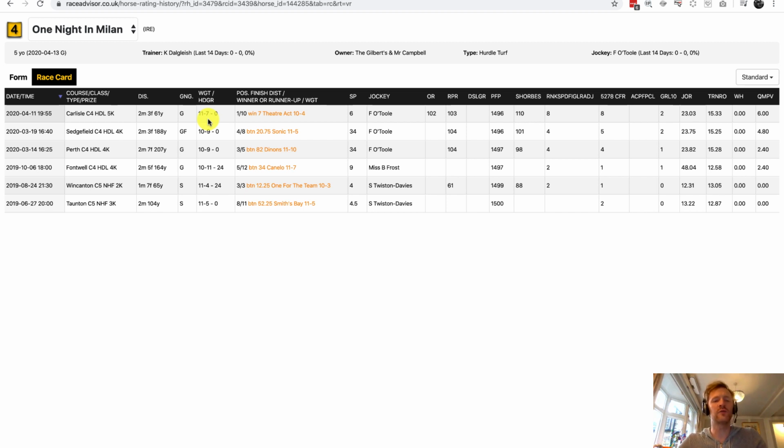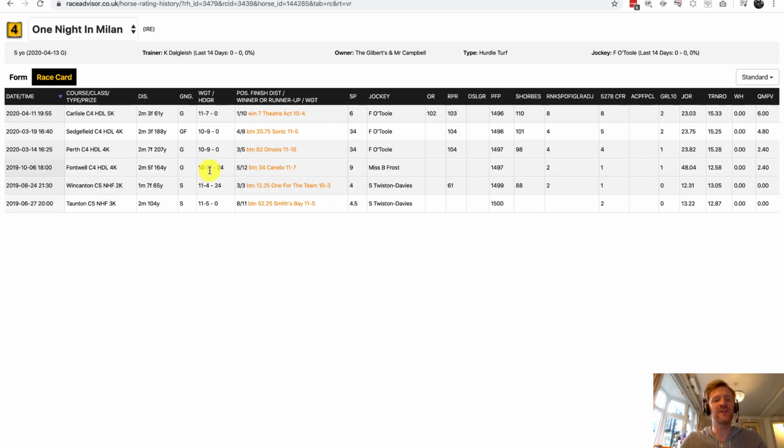This is what we're looking for. We're looking for the races where this horse performed strongly. And other similar races that we have here is this 2 mile 3 furlong at Sedgefield, class 4, carrying less weight than today, but was beaten by 20 and 3/4 lengths. And scrolling down, we've got a 2 mile 5 furlongs, not too much difference. Class 4 again, Fontwell Hurdle, beaten 34 lengths, again carrying less weight.